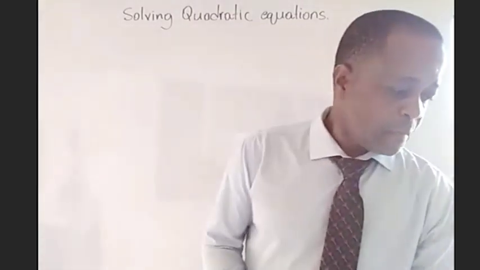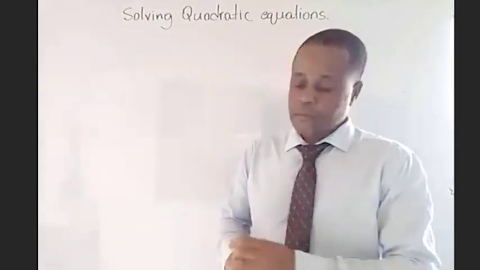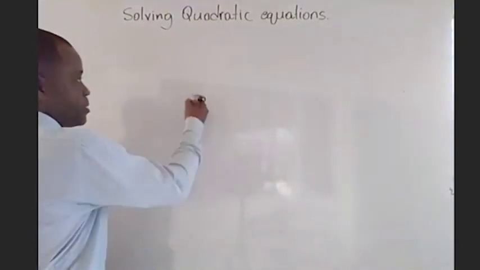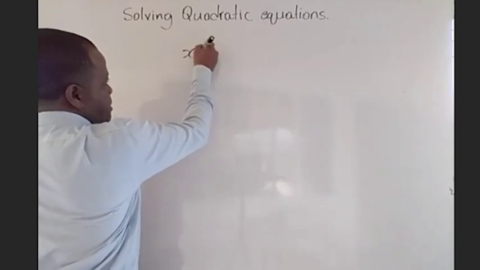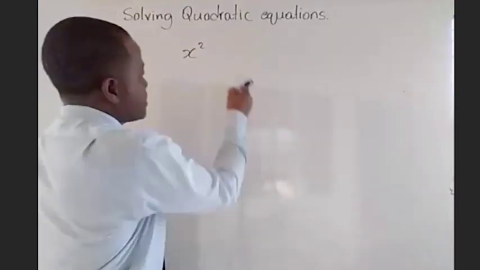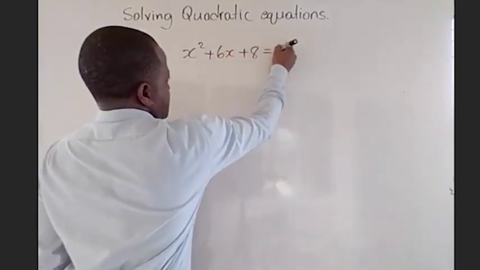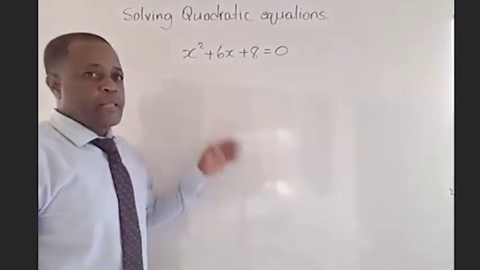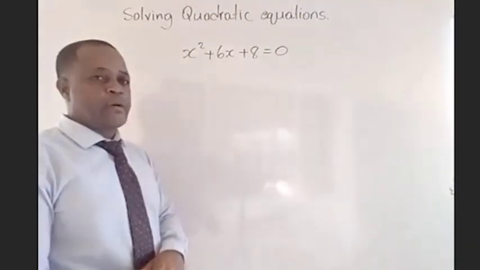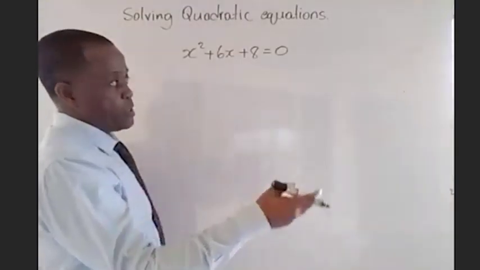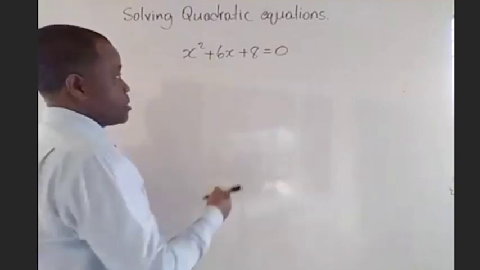All right, so let me look at one of those equations. I will look at x squared plus 6x plus 8, and that is now equal to 0. Now, let us look at this, and we're going to be using the factorization method to solve this equation. The last time we actually used the trial and error method, so that's what we're going to apply right now.